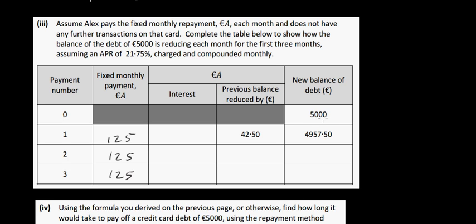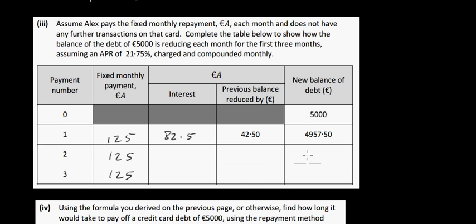Get 1.65% of 5,000 and you'll get 82.5. Now let's see, does that work out? What you've got to do is take 5,000 and subtract 125, because that's how much he's paid back. But the interest is 82.5, so we've got to add that on. He owes 82.5 euros in interest. So we take 5,000, subtract 125, add 82.5, and you do actually get 4957.5. So it does work out. The previous balance is reduced by this amount, in other words, subtract this amount from 5,000 and you do get 42.5.